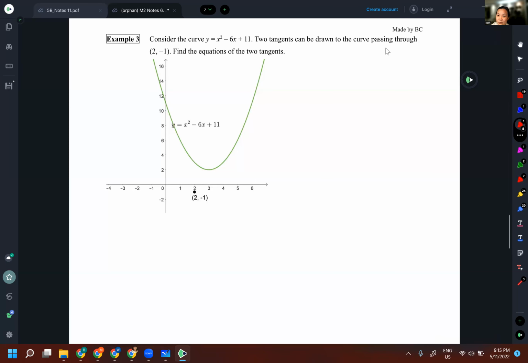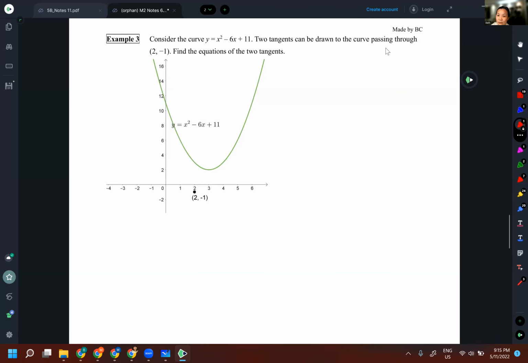The other one says the point is not on the curve, like in the figure. You see, the point is not on the curve. So I don't say tangent at, I say tangent passing through. And there are two tangents passing through (2, -1).